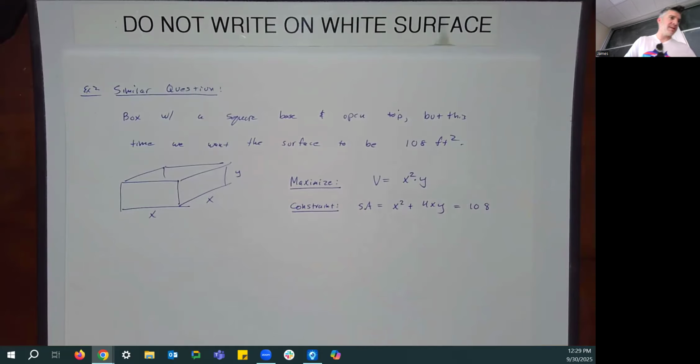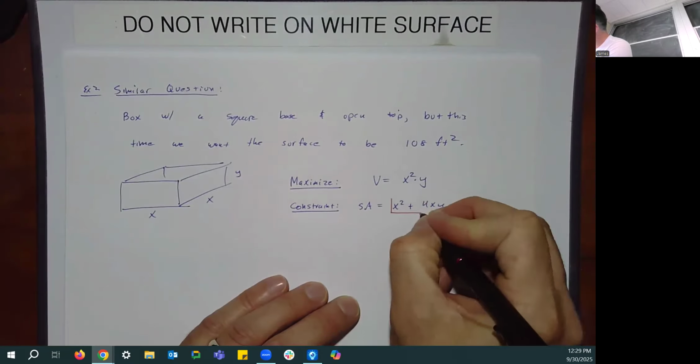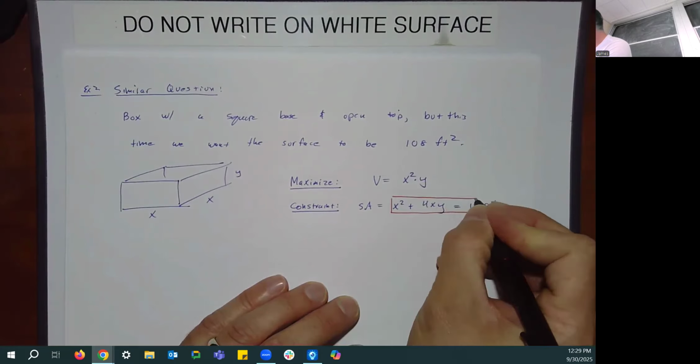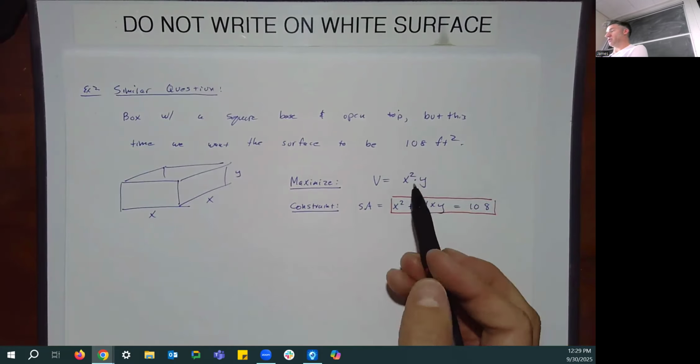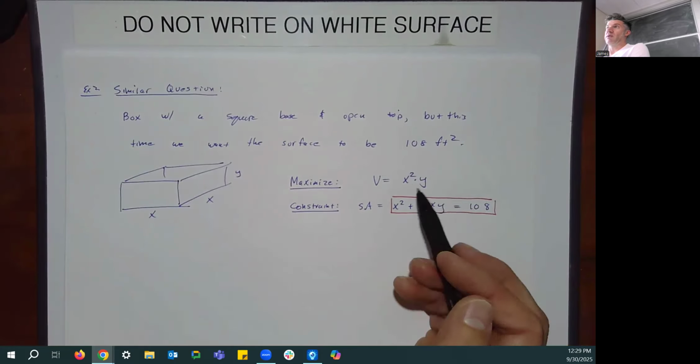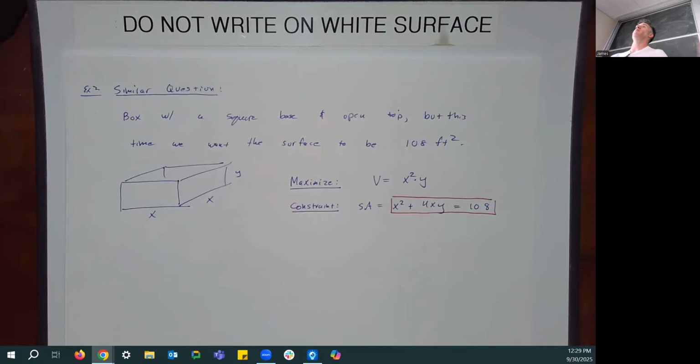I'm just going to emphasize this because I feel like people miss it a lot. Your constraint equation should be an equation, meaning it should equal some number. Whereas the thing we're trying to optimize is just some expression, right? x squared times y. It's not equal to a number. We're trying to find the number it ends up being.